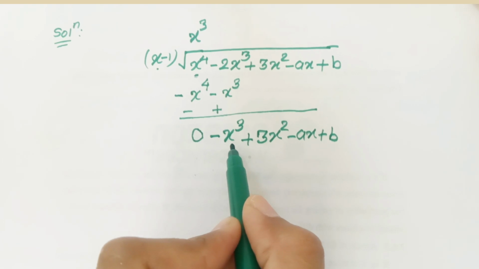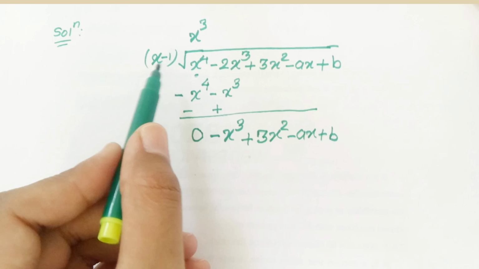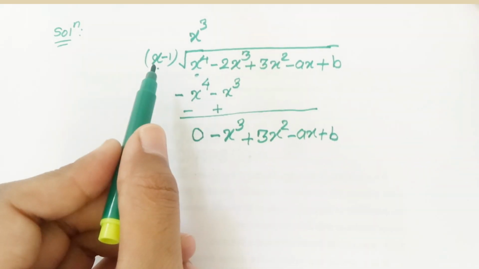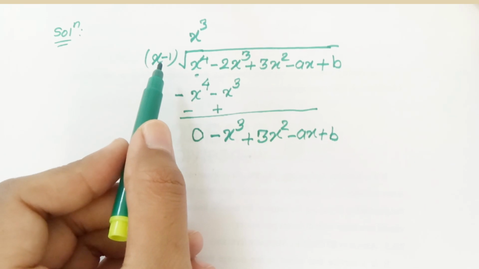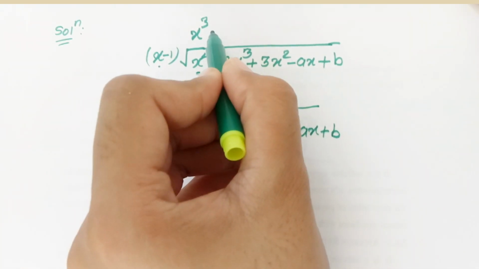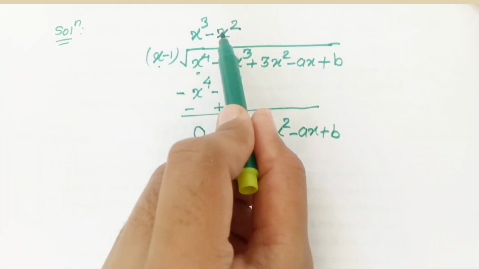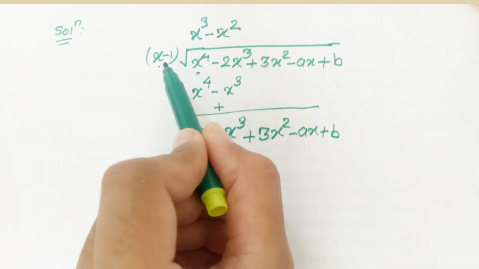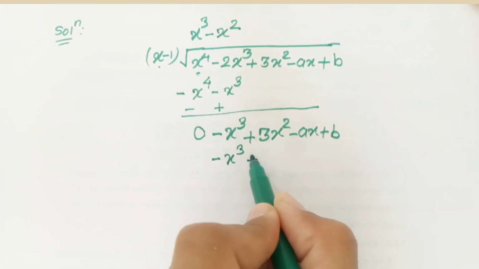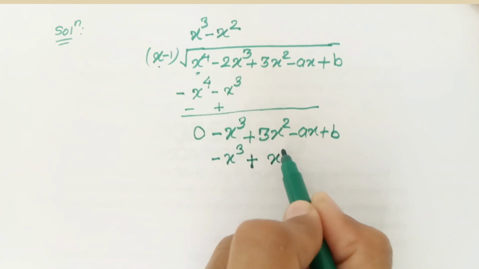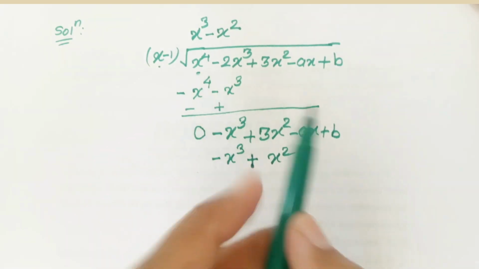Again check the first term. Here it is minus x cube, and you have to convert this first term into minus x cube. For that we need to multiply by minus x square, so here you write minus x square. Now multiply this minus x square by x minus 1, then we get minus x cube, minus of minus, that is plus x square.